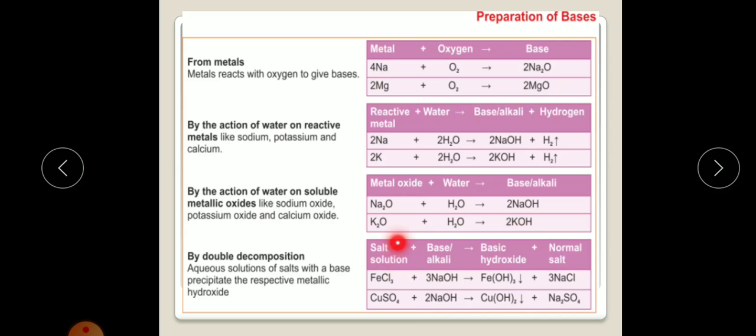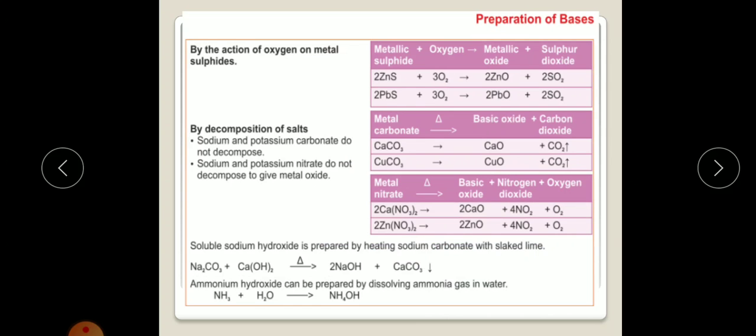And number 4 will be by double decomposition. That means when salt solution reacts with base or alkali, it will form basic hydroxide and normal salt. Say for example, ferric chloride, FeCl3, reacts with sodium hydroxide to form ferric hydroxide, Fe(OH)3, plus NaCl. And copper sulfate can also react with sodium hydroxide to form copper hydroxide and sodium sulfate. So this is how we can prepare the bases.